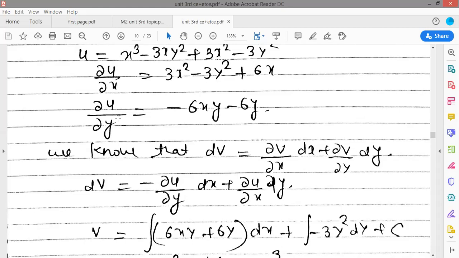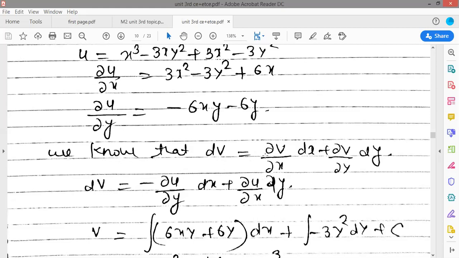Now the next one, del u by del y. That means u is differentiated partially with respect to y. So x cube is a constant, so 0, minus 3x y square, where minus 3x is a constant and y square differentiates to 2y, so minus 6xy, and 3x square differentiates to 0, minus 3y square differentiates to 6y. Now we know this equation was already used in the above example. So dv is equal to del v by del x dx plus del v by del y dy. So just put all these values here.